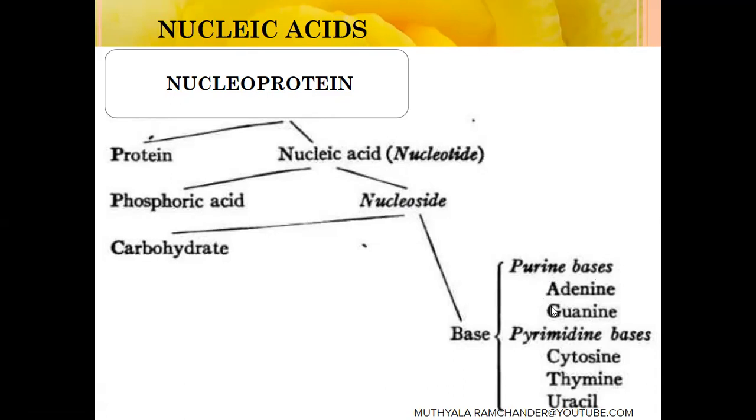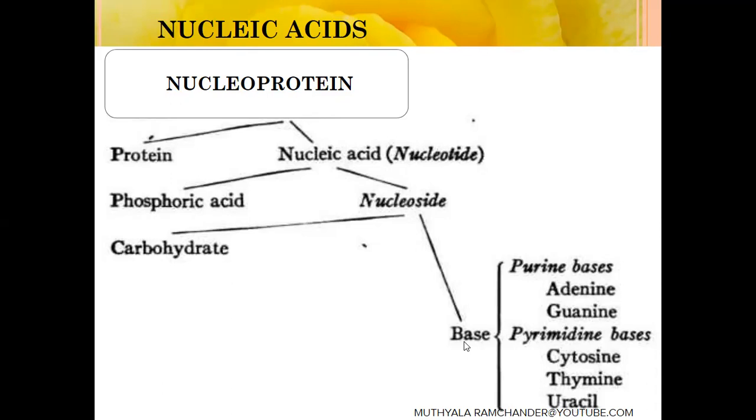Purine nitrogenous bases are adenine and guanine. They are double ring structures. Pyrimidine nitrogenous bases are three: cytosine, thymine, and uracil. They are single ring structures. In DNA, uracil is absent. In RNA, uracil is present. DNA contains only thymine and cytosine as pyrimidines. RNA contains cytosine and uracil as pyrimidine nitrogenous bases.